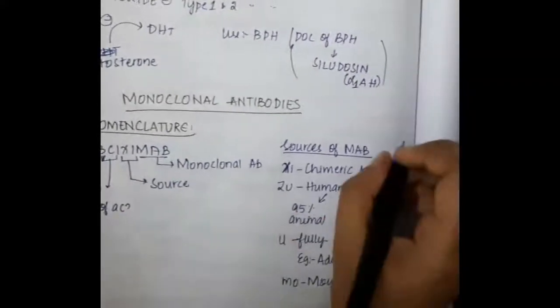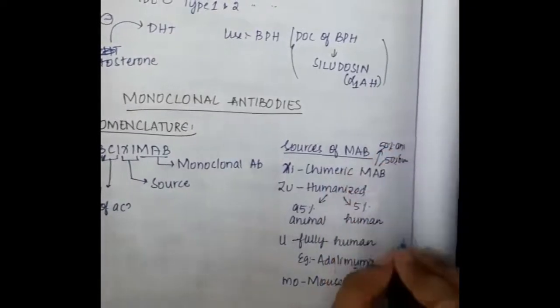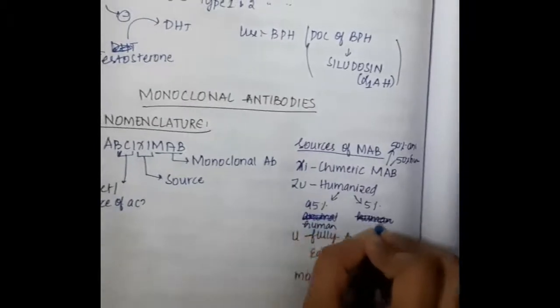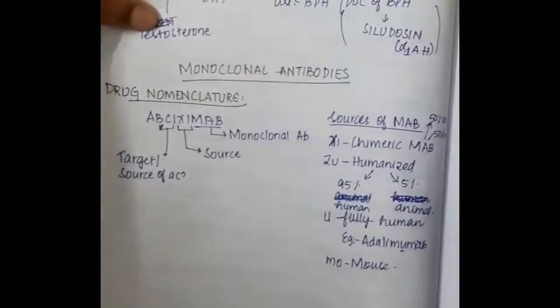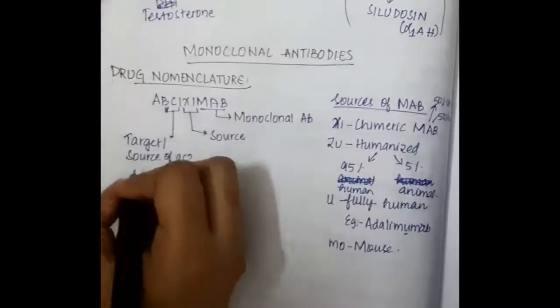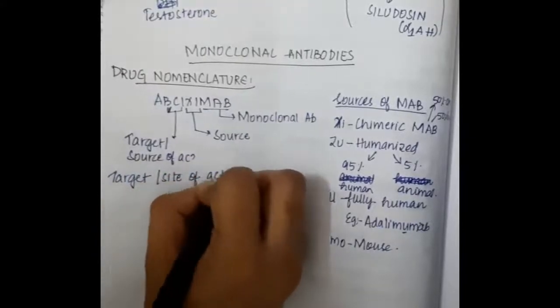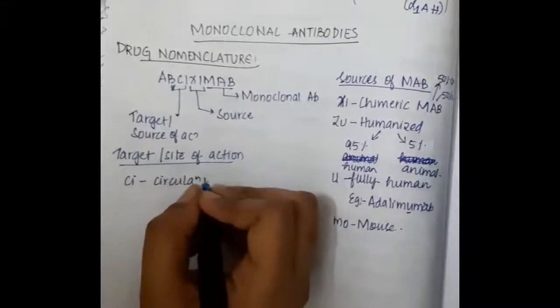Then the chimeric monoclonal antibody is 50% chimeric and 50% human. Then we have the target or site of action.